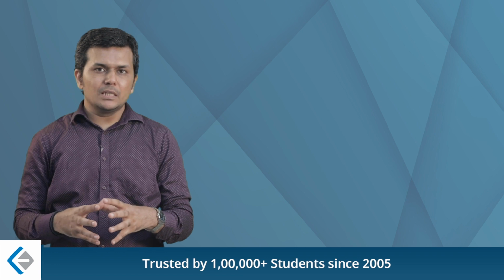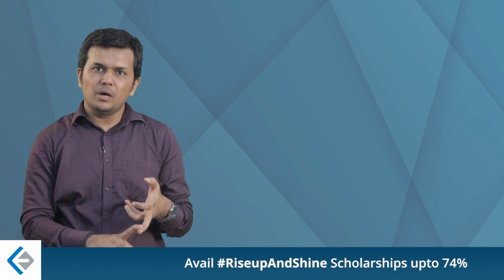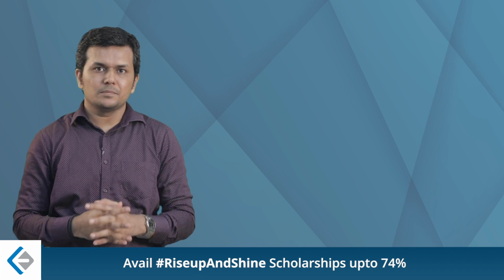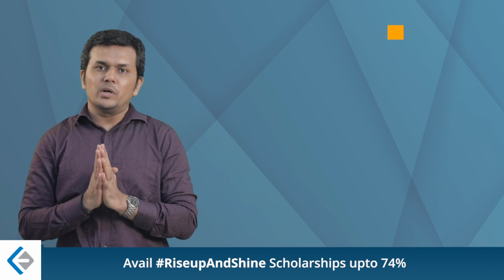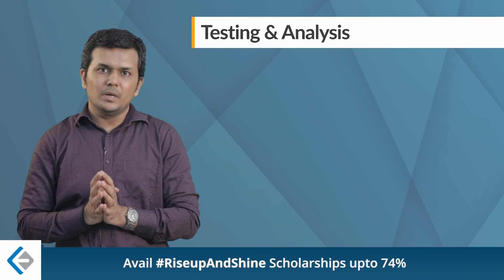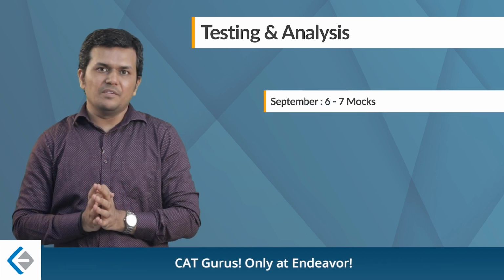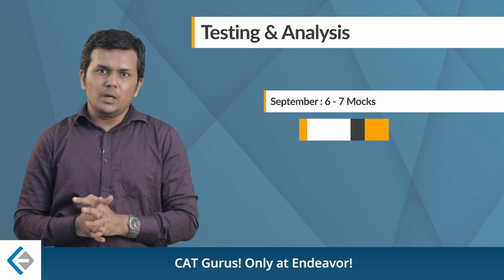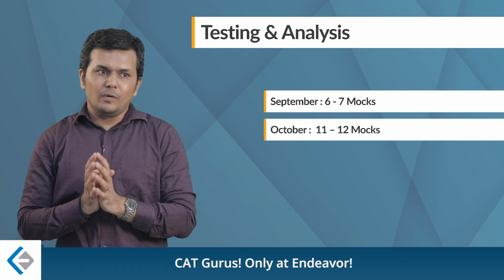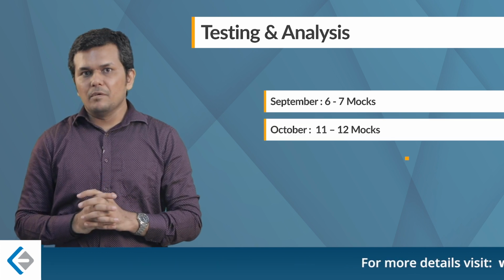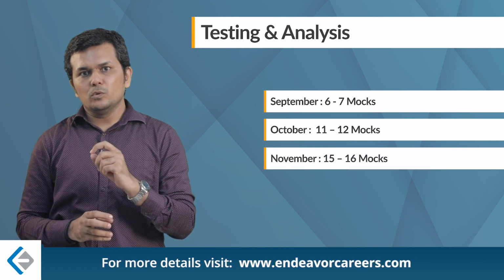So till now we have discussed the preparation approach, how to plan your September, October and November for all levels of students. Now we will be discussing how to carry out your testing and analysis in these 3 months. In the month of September you should be taking anywhere around 6 to 7 mocks. In the month of October you should be taking around 11 to 12 mocks, and in the month of November you should take up around 15 to 16 mocks.